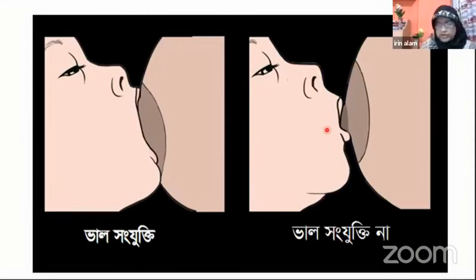Then you'll tell some of the advantages of breastfeeding, such as this is good for your health and also for the baby. This will reduce your bleeding, per vaginal bleeding, that means reduce PPH. It helps in involution of the uterus, and it also acts as a natural contraceptive if you breastfeed your baby exclusively. That means exclusive breastfeeding acts as a contraceptive for the first 6 months.